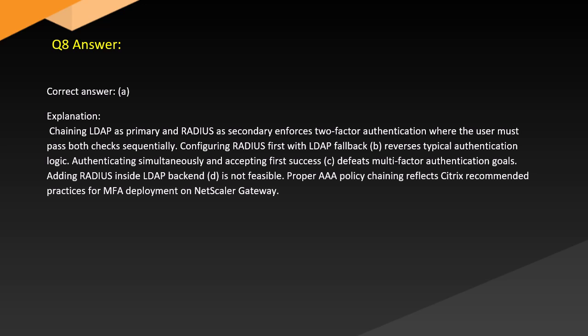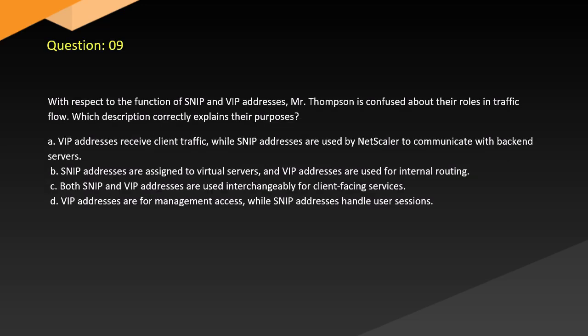Question 9. With respect to the function of SNIP and VIP addresses, Mr. Thompson is confused about their roles in traffic flow. Which description correctly explains their purposes? A. VIP addresses receive client traffic, while SNIP addresses are used by NetScaler to communicate with backend servers. B. SNIP addresses are assigned to virtual servers, and VIP addresses are used for internal routing. C. Both SNIP and VIP addresses are used interchangeably for client-facing services. D. VIP addresses are for management access, while SNIP addresses handle user sessions.